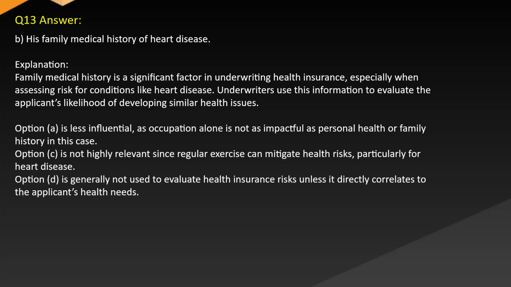Option A is less influential, as occupation alone is not as impactful as personal health or family history in this case. Option C is not highly relevant since regular exercise can mitigate health risks, particularly for heart disease. Option D is generally not used to evaluate health insurance risks unless it directly correlates to the applicant's health needs.